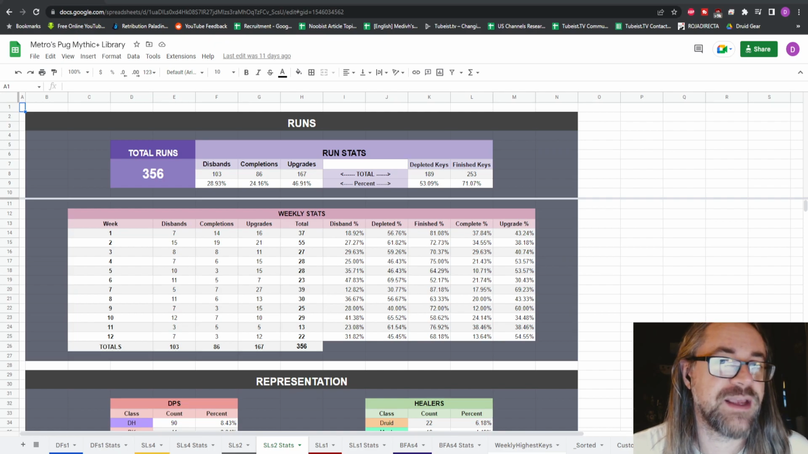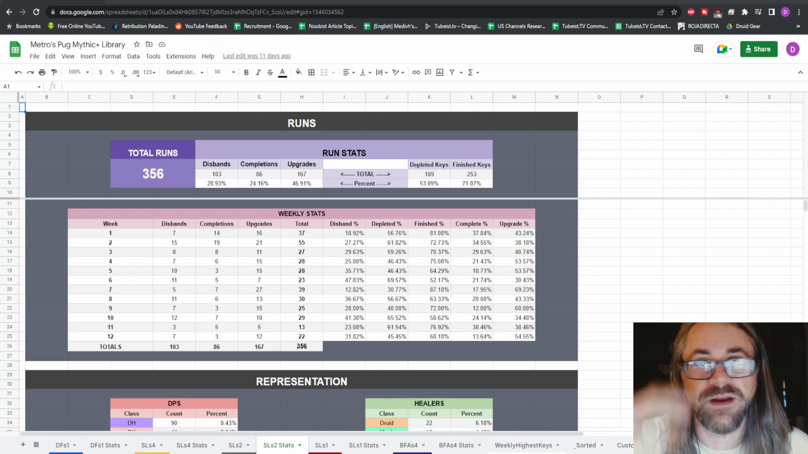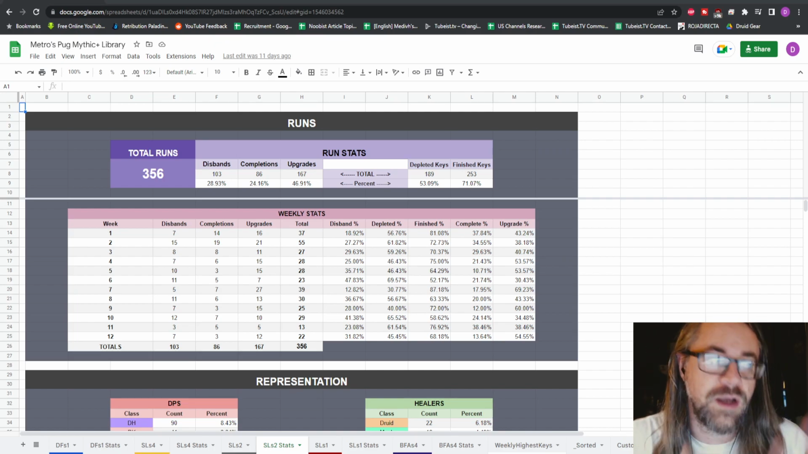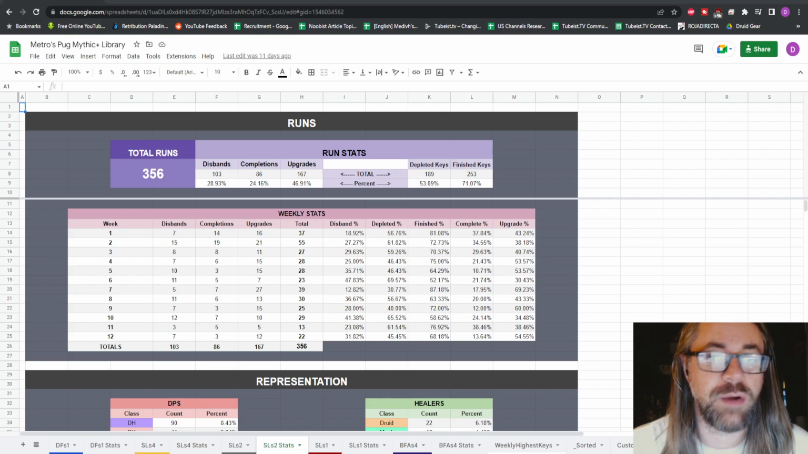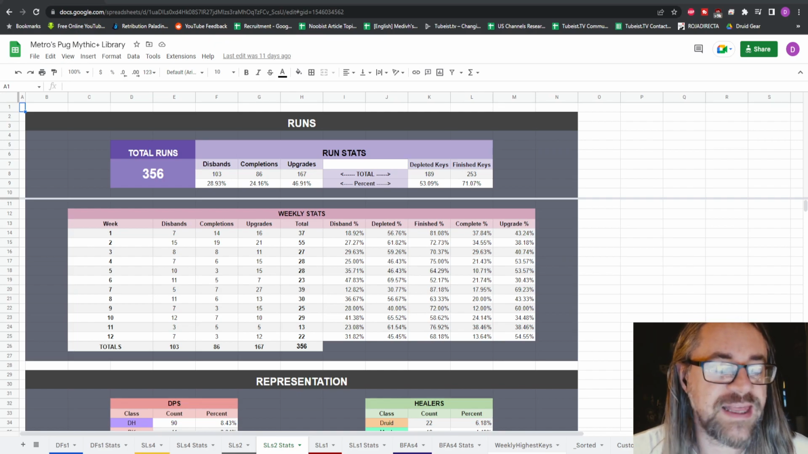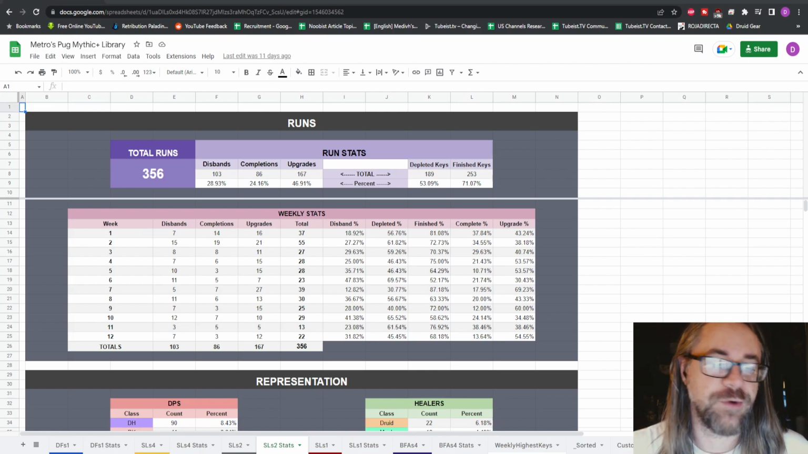This is my Mythic Plus library, a spreadsheet where I document every single run I do. Recently I decided that it's only going to be the pug runs, specifically runs with pugs in them, but every single run that appears on the channel within that category.